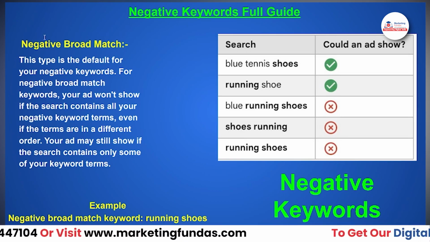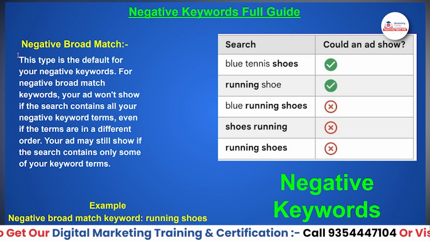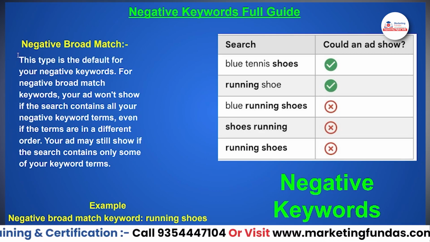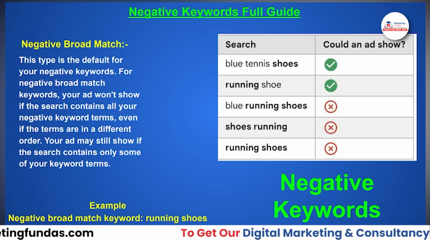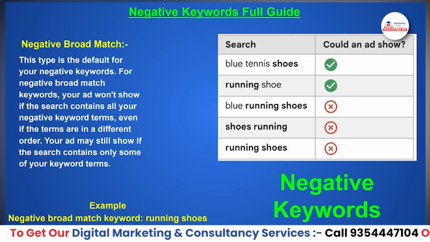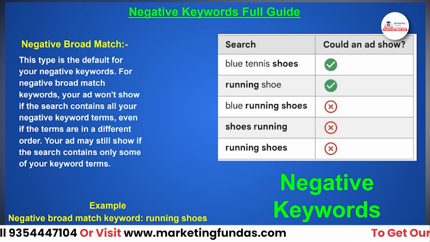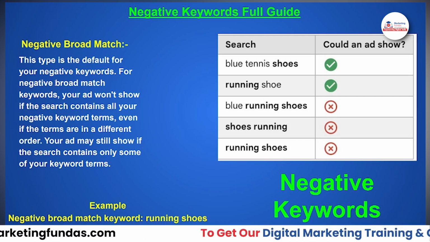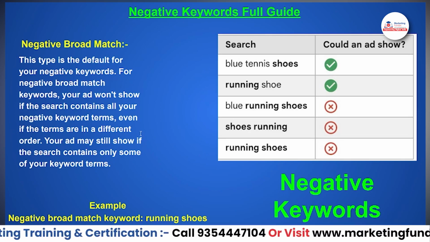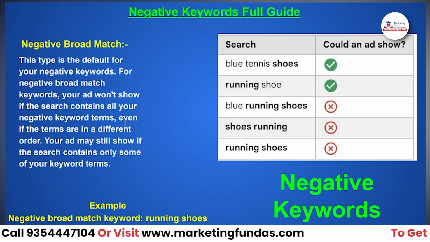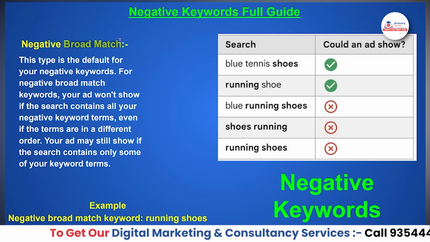So the first one is negative broad match. Let's read it. This type is the default for your negative keywords. For negative broad match keywords, your ad won't show if the search contains all your negative keyword terms. Even if the terms are in a different order, your ad may still show if the search contains only some of your keyword terms. So this is the default negative keyword match type, which Google Ads automatically uses if you add a negative keyword in your campaign.